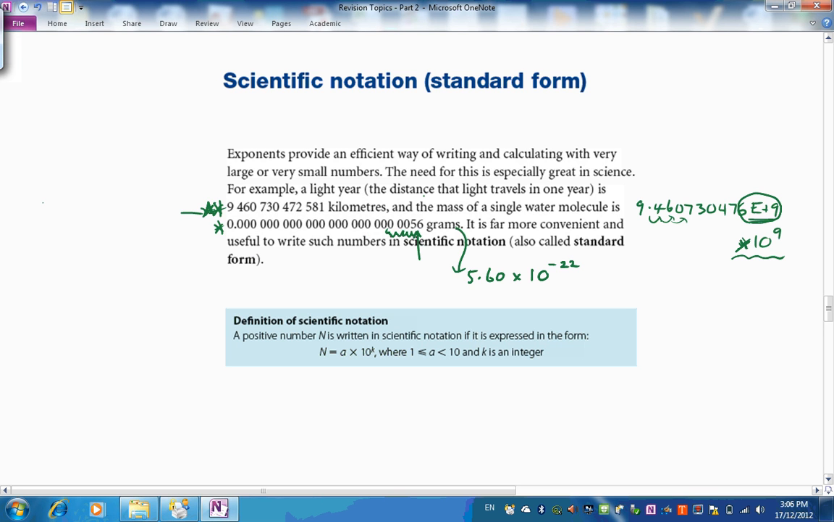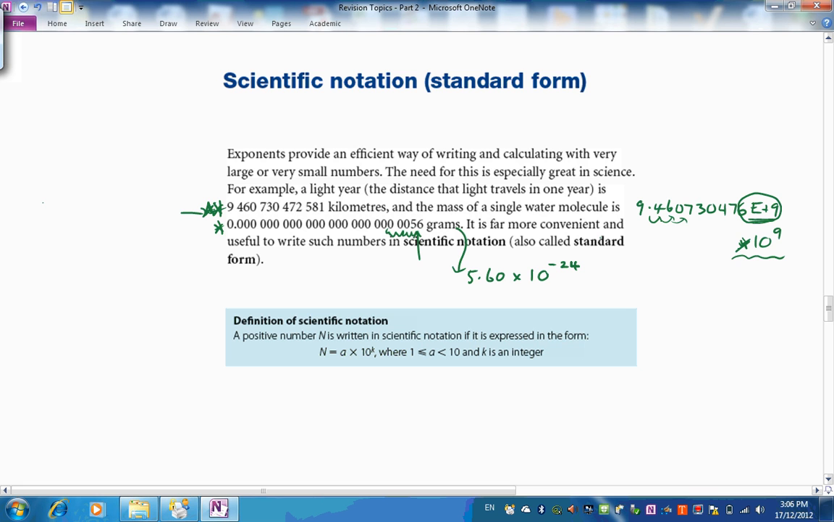I've got a different number now. Hang on, we better check this. 3, 6, 9, 12, 15, 18, 21, 22, 23, 24. I make it 24 this time. Oh, better watch that. So I actually have to move that 24 places back from 5.60.